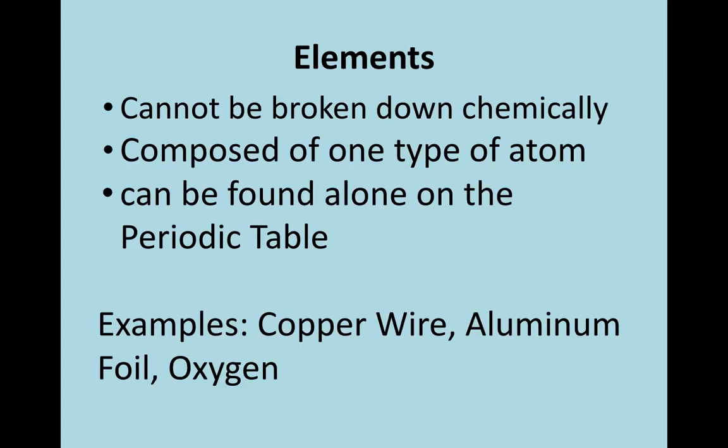So elements cannot be broken down chemically. They are the basis of everything. They make up everything. They are only composed of one type of atom. They are found on the periodic table. So some examples are copper wire, aluminum foil, and oxygen.